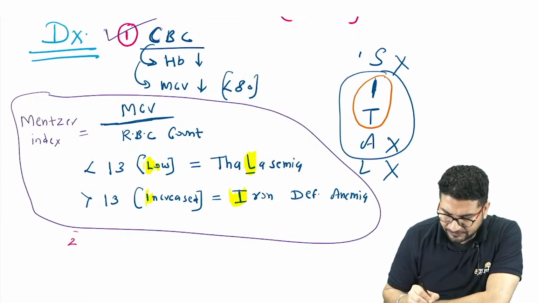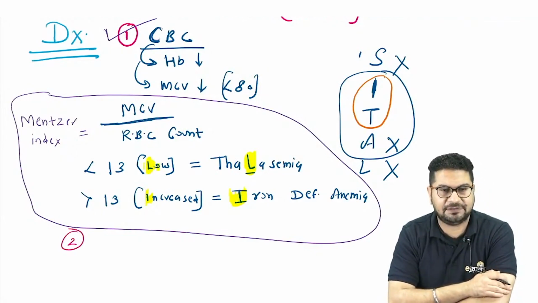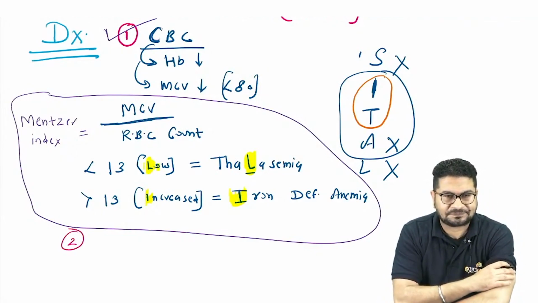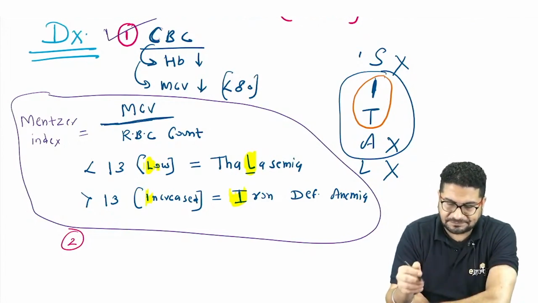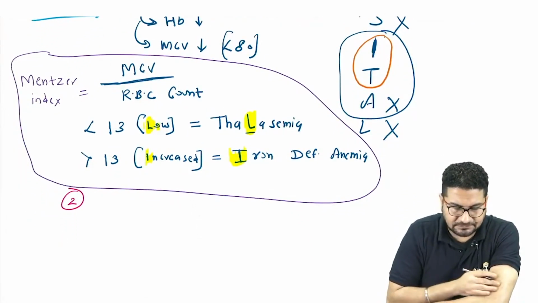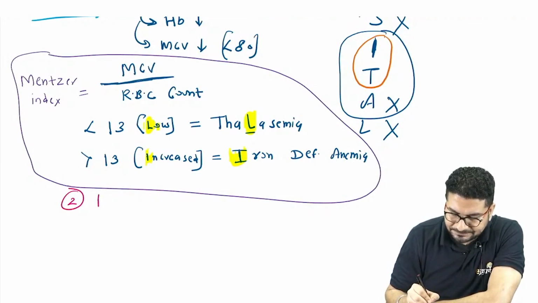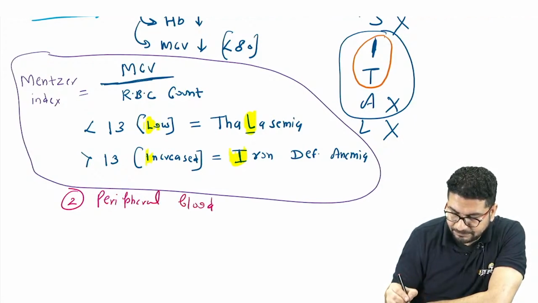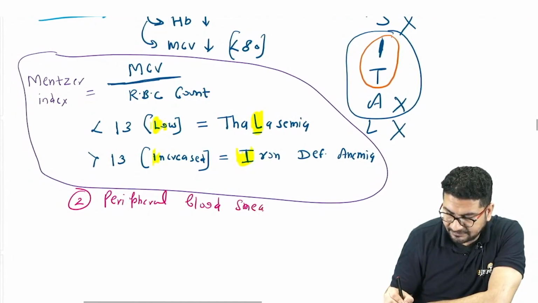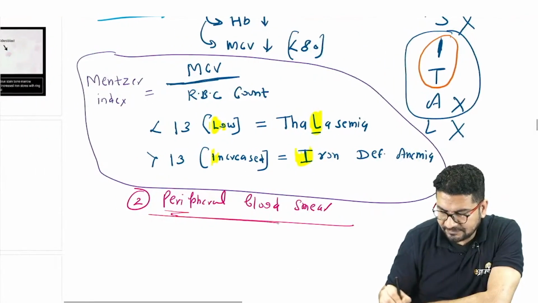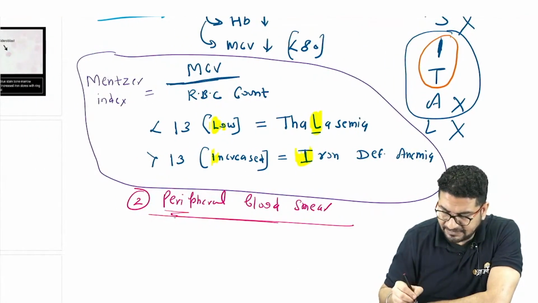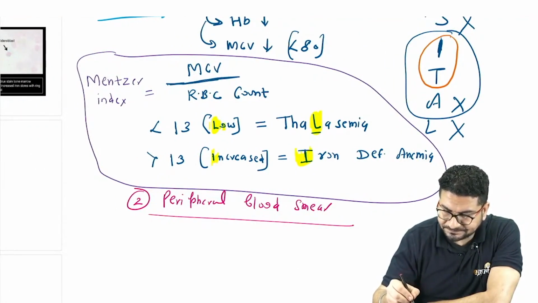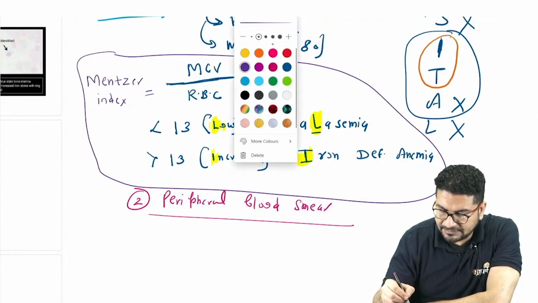Karthik, tell me, what will you do as the next test after the CBC? We can go for a peripheral blood smear. We also call this GBP. We can say peripheral blood smear or GBP, meaning the pathologist will read the GBP for you.